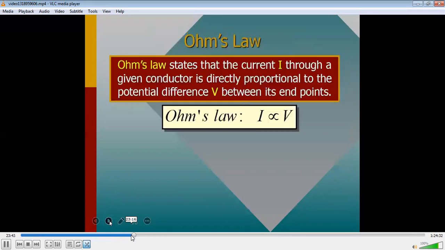Now, what is Ohm's law, a very important law? Ohm's law states that the current I through a given conductor is directly proportional to the potential difference V between its endpoints. But you have to remember that the temperature and nature of the material remain constant. So Ohm's law, mathematically, I is proportional to potential difference V, with a proportionality constant which depends on the temperature and nature of the material.